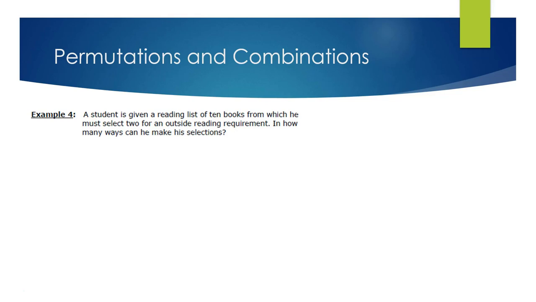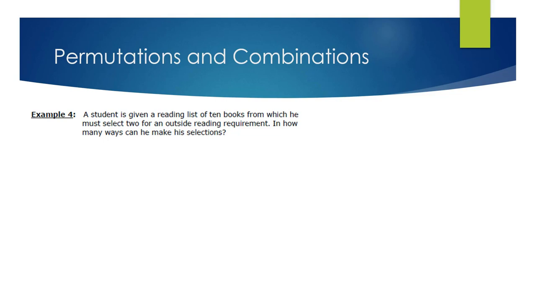You're going to make a decision about what's the best way to approach this. So, example 4 here. A student is given a reading list of 10 books from which he must select 2 for an outside reading requirement. In how many ways can he make his selections?